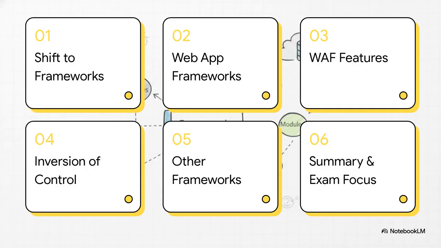Okay, here's our quick roadmap for today's explainer. We're going to look at the shift to frameworks, then dive into web application frameworks and their standard features. After that, we'll tackle the crucial concept of inversion of control, look at a few other framework types, discuss some of their downsides, and then we'll wrap it all up with a summary in your exam focus.